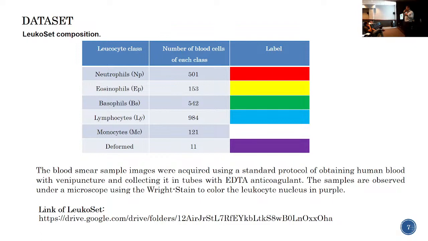All these images were obtained with a standard protocol of blood smear with venipuncture and collecting tubes with anticoagulant. And we use the Wright stain method. This database is public, and you can access it in this link on Google Drive.